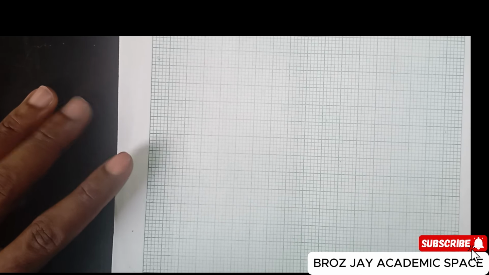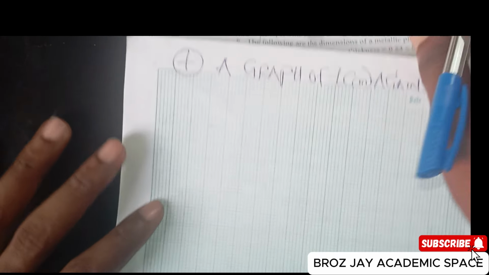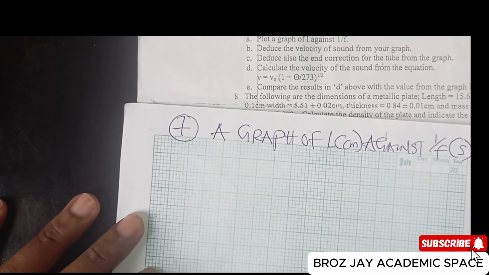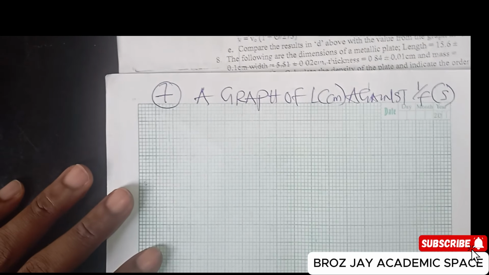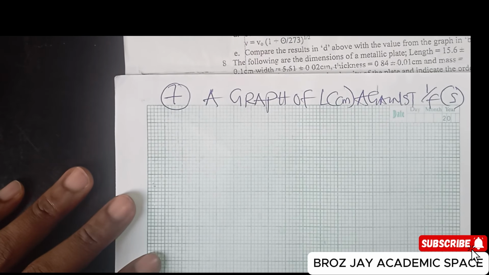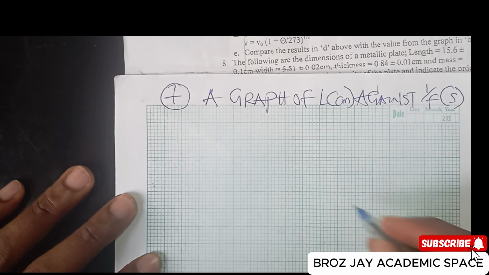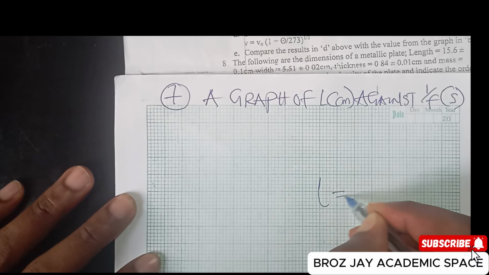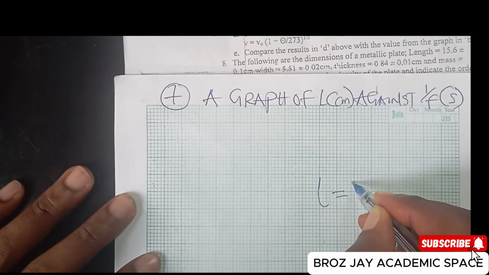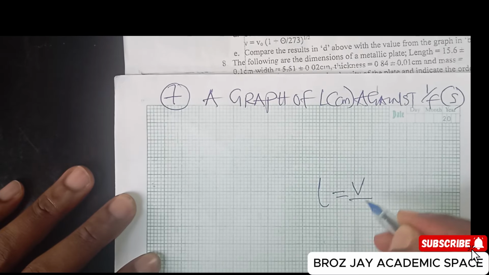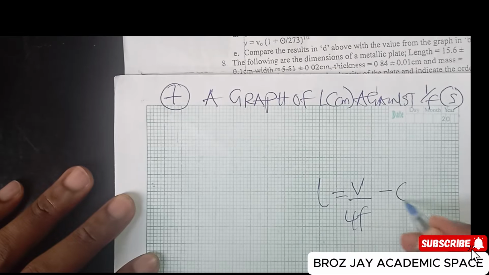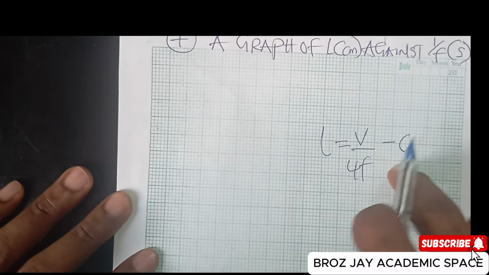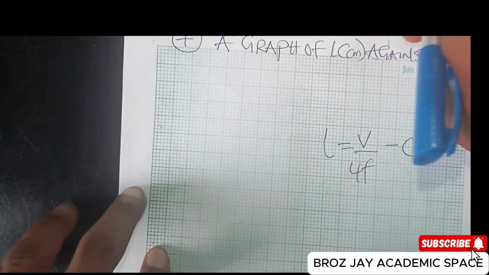Now the equation for this graph, every graph must have an equation. The equation for this graph is given as, which you need to research, but I'm happy you're watching this video. So therefore, L is equal to V all over 4F minus C. This is the equation for plotting this graph.